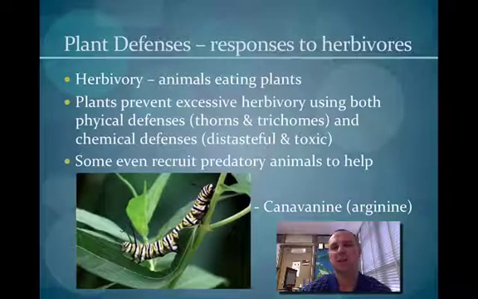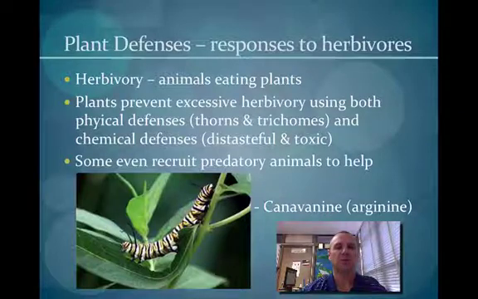Next is plant defenses. These are responses to herbivores, which are plant eaters, and it's often called herbivory. These are animals eating plants. It's called herbivory. So if you see that in any of the essays on the AP exam, you'll know what it means. Plants prevent excessive herbivory using both physical defenses, such as thorns on the plant, which keep animals from eating it, and chemical defenses, maybe being distasteful or even having a toxin.